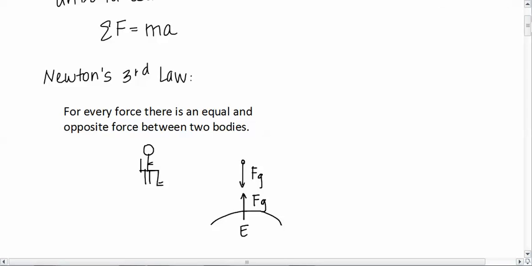So, let's see how we can sum forces on objects, on systems with two bodies.